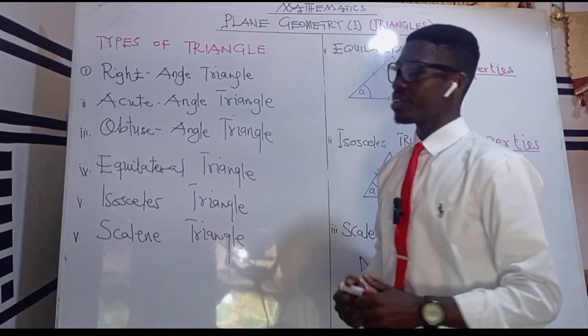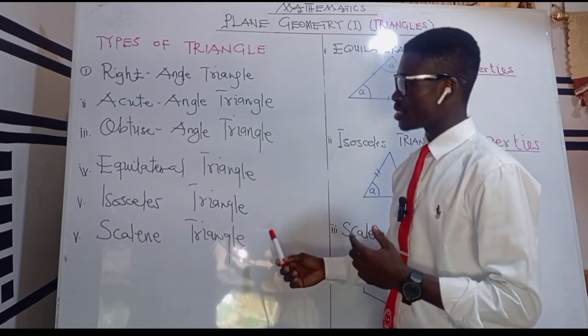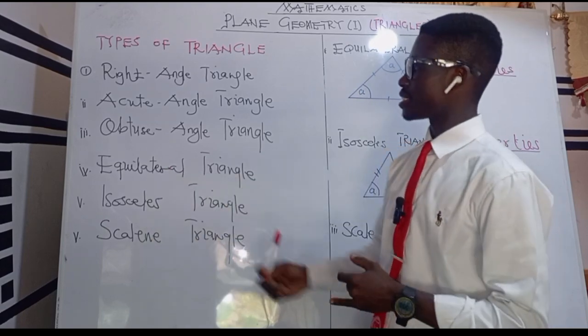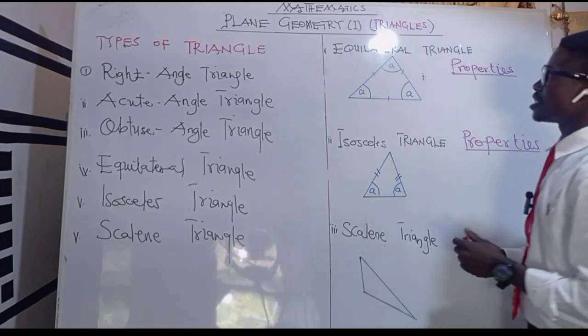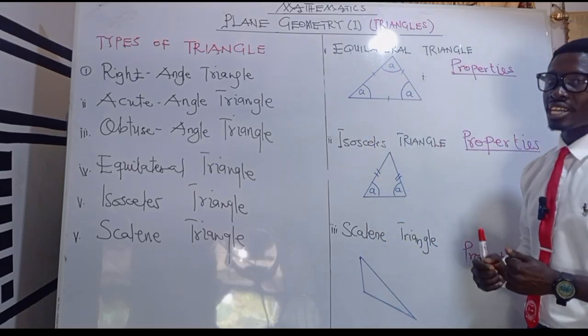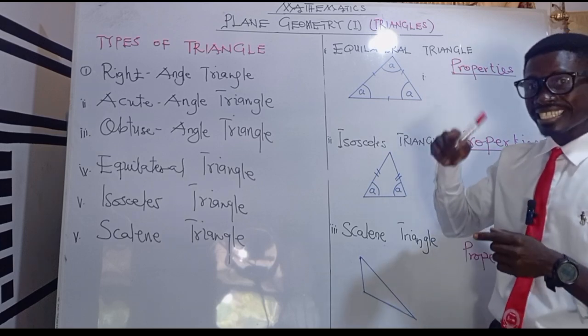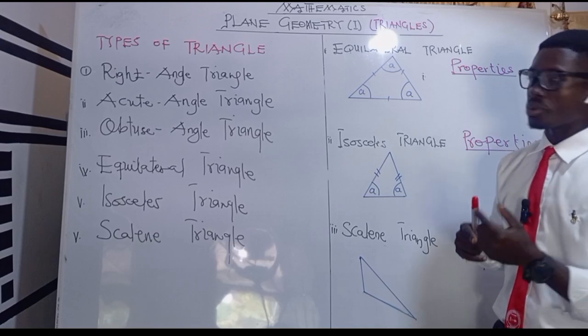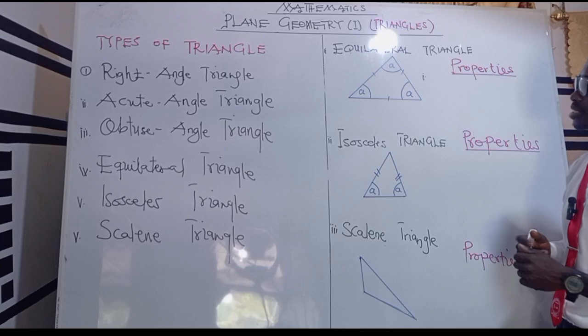So we are looking at the classification based on their sides. The first on the list is the equilateral triangle. Now this is the equilateral triangle. It is a triangle with all the sides being equal and the interior angles being equal. So let's look at the properties of the equilateral triangle.